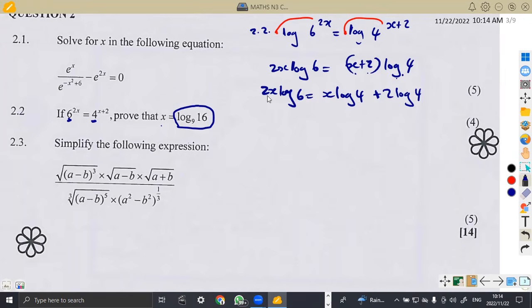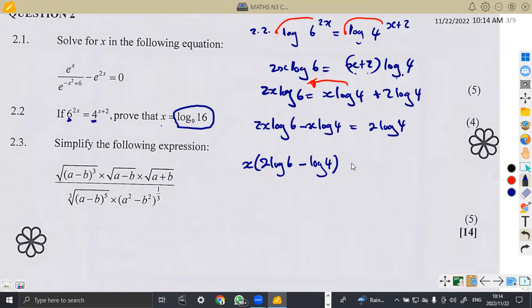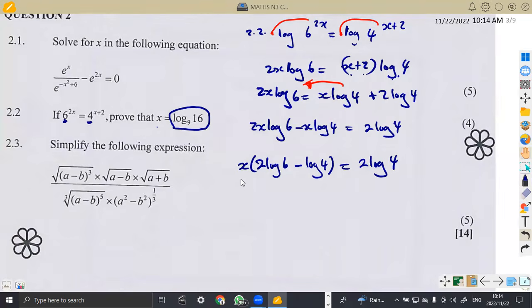But we can collect terms with x to one side of the equation. We are going to have 2x log 6, and if we are to transpose this, it is going to be negative x log 4, which is equal to 2 log 4. Okay, x is common from these two, so we can factor out that x here. So if I factor out x, I'm going to have 2 log of 6 minus log of 4 equal to 2 log of 4. In a normal way, we know that we're supposed to divide here, but let's just try and simplify and see what you're going to have in this case.